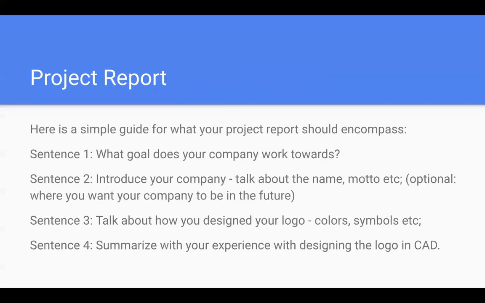Then finally, you're going to write a small project report. So your first sentence, it's just a guide. You don't have to use it word for word, but a simple guide. First sentence: your motto, or what is your company's function, or even just say what goal it works for. Your second sentence, introduce your company, right? Name, motto, and even where you want the prediction for your company in the future. Then talk about how you designed your logo, right? What colors were associated with this goal, or what symbols were associated with this goal.